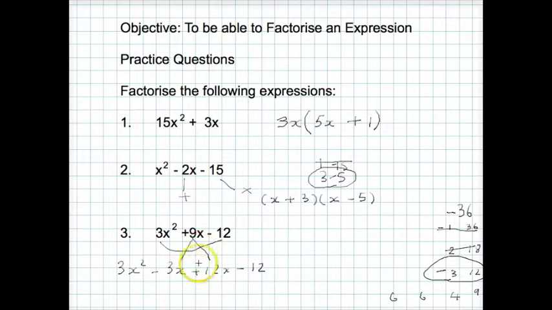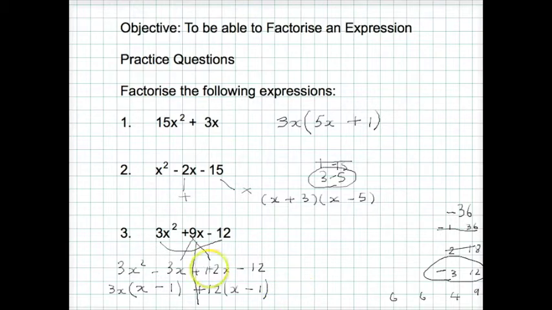Now what I need to do is split this down the centre, and I factorise in pairs. This is the first pairing. What occurs in both? 3x. I'll write that outside the brackets. Now 3x times x gives me 3x squared, and 3x times minus 1 gives me minus 3x. Now I do the same with the second section. What occurs in both? 12. 12 times x gives me 12x, and 12 times minus 1 gives me minus 12.